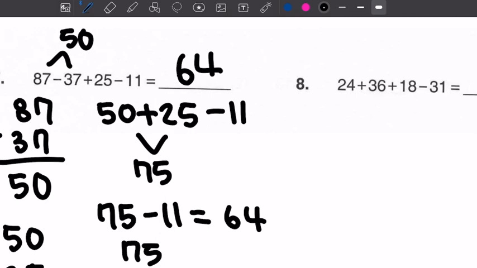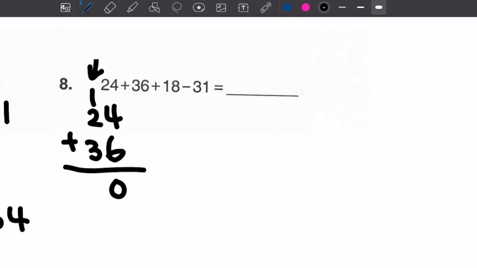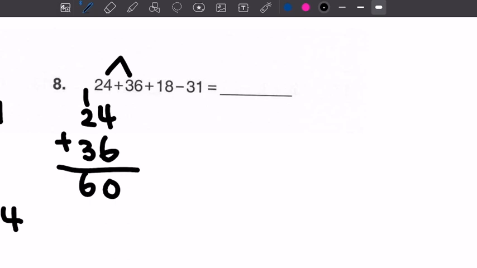Now let's look at question number 8. Again, we start from the left and then move on to the right to get our answer. So first, from the left, we're going to add 24 and 36 together. 24 plus 36. 6 plus 4 is a 10. And so we're going to write the 1 here to indicate that 4 plus 6 is a 10. And therefore, 1 plus 2 plus 3 is equal to 6. Therefore, 24 plus 36 is equal to 60.